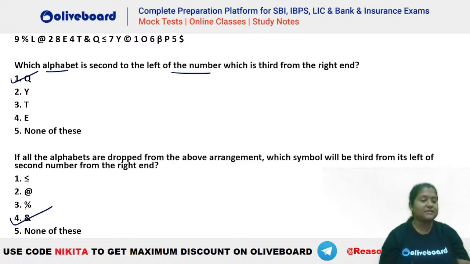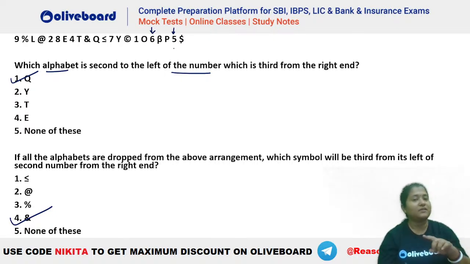Look, Shravani, what is given here? You have to see that if all the alphabets are dropped, which symbol will be third from its left to the second number from the right end. So which is the second number from the right end? You can see first number from the right end is 5, second number from the right end is 6. So you have to see which is the symbol third to its left after dropping all the alphabets.